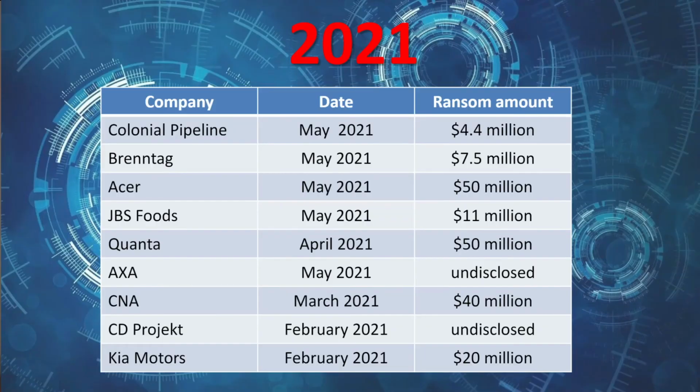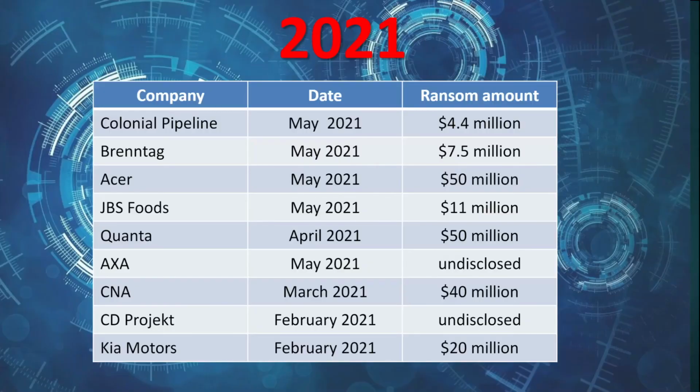Then we also have Acer Computers. Acer Computers was also hit in 2021. Acer Computers, a Taiwanese multinational hardware corporation. They are the 6th largest PC vendor in the world. And the hackers knew this, and they demanded $50 million. $50 million. And then we go to the next one, JBS Foods. JBS Foods is a Brazilian company, and they are the largest meat processing company in the world. The hackers demanded $11 million from them. Well, it was 22.5 million, but then they lowered the amount to 11 million.